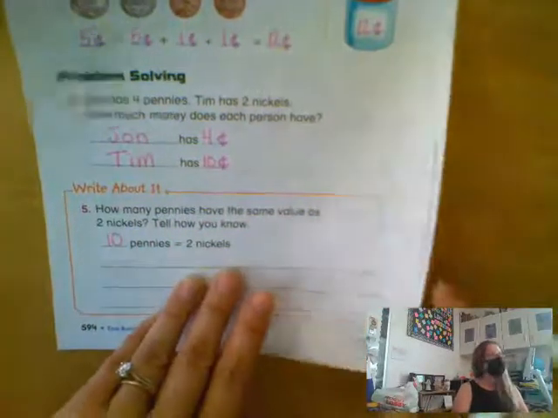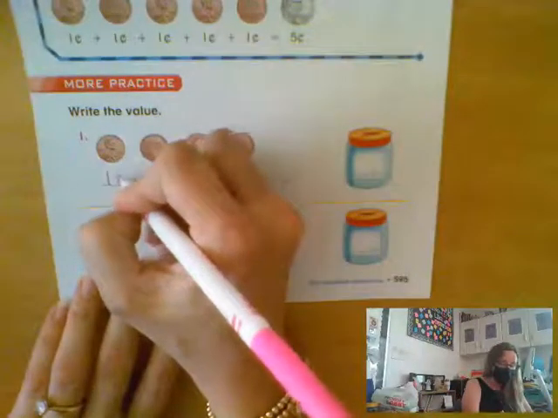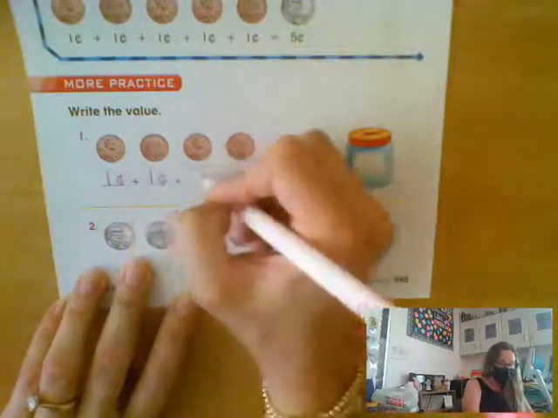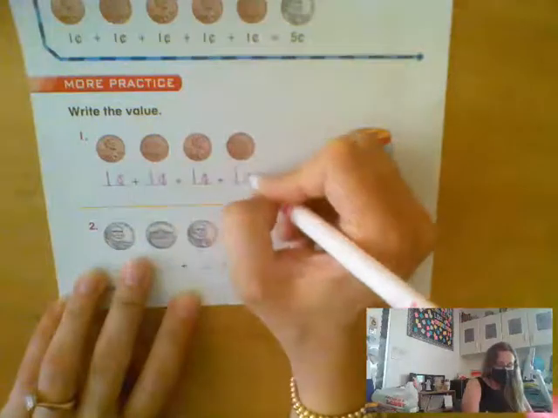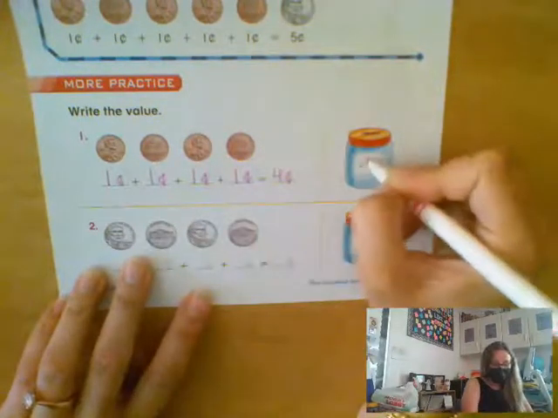Let's go now to the top of the next page. This is just going over the value of pennies and nickels, but I think you guys have gotten to be experts on it. The first one here they did for us. It was 1 cent. You can trace them. Plus 1 cent. Plus 1 cent. Plus 1 cent. All together was 4 cents. So there are 4 cents in the piggy bank.